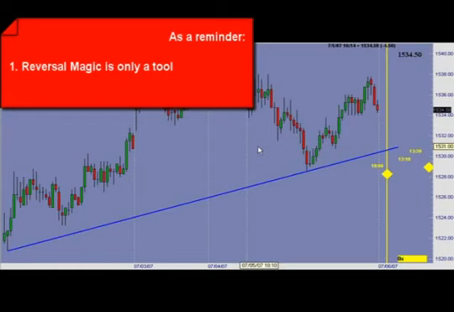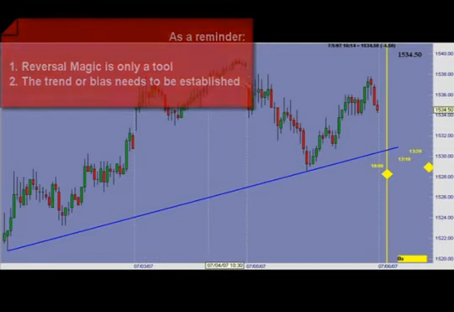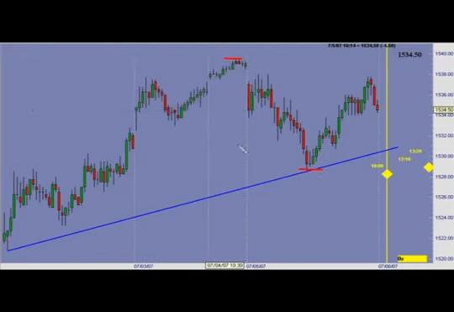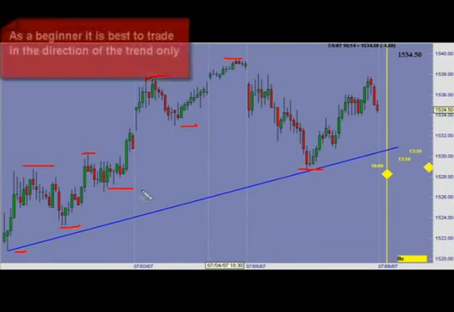Secondly, we need to establish a basis for the market's bias, or the trend. Now, while it is possible to use Reversal Magic on an advanced level to trade the extreme highs and lows, back and forth, buying and selling, that's not recommended for a beginner. For a beginner, it's recommended that you stay with the direction of the overall trend.